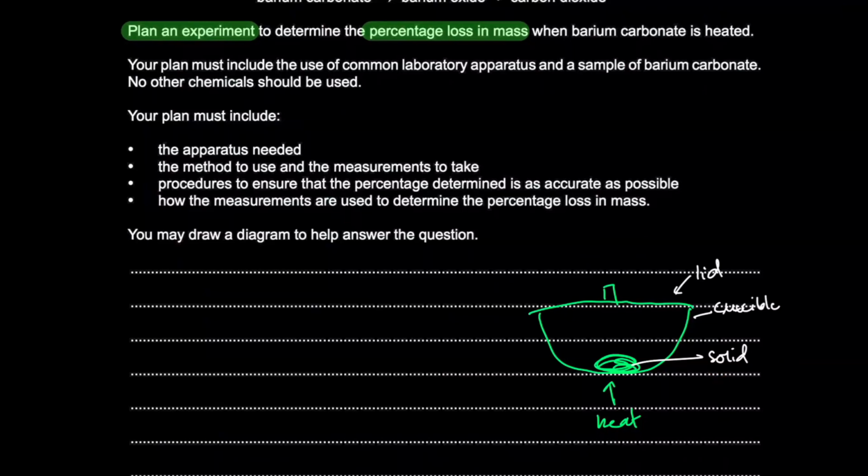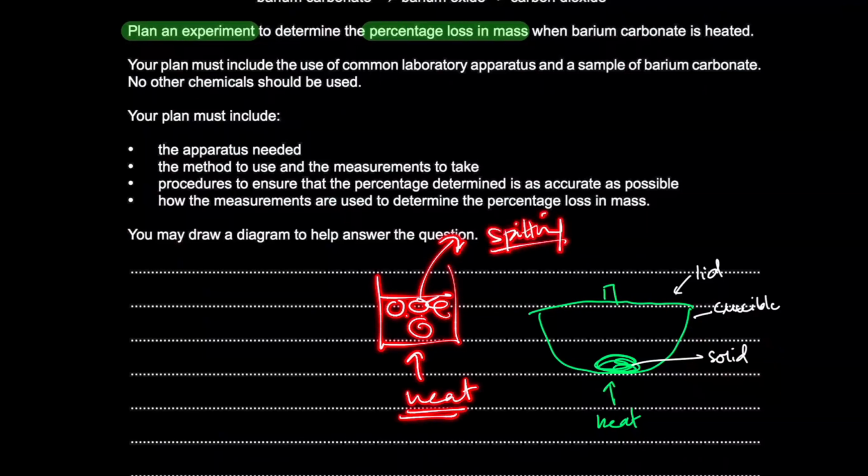Basically when you heat the solid, the reason you want a lid is because if you have ever seen popcorn machines, when you make popcorn in that container, you can see that the popcorn basically flies out because of the heat. That's called spitting. Spitting is basically when the solid particles fly out because of the high temperature.